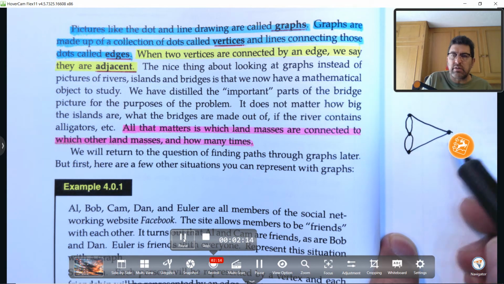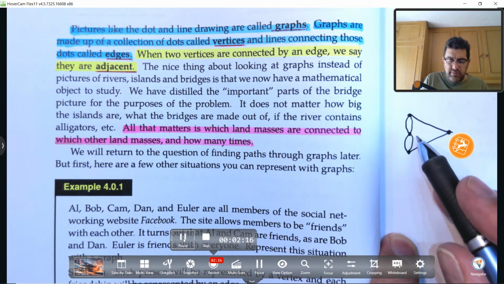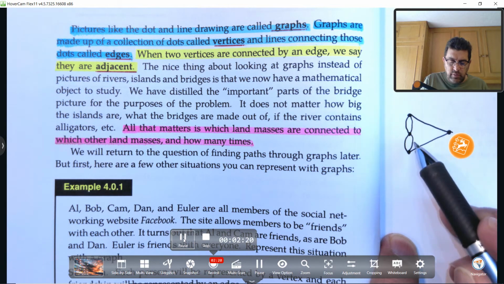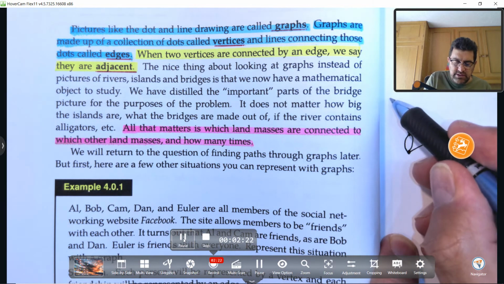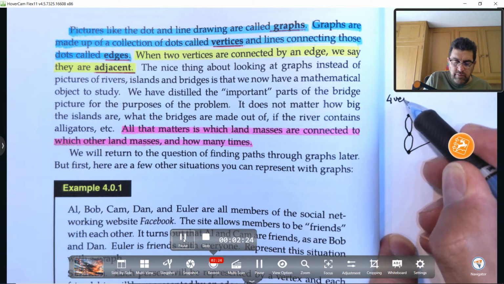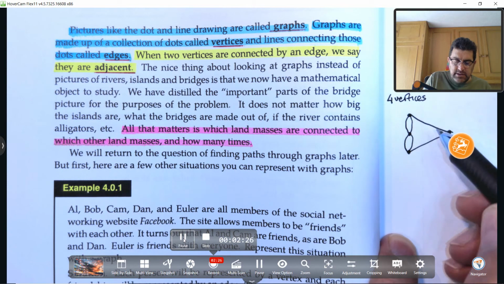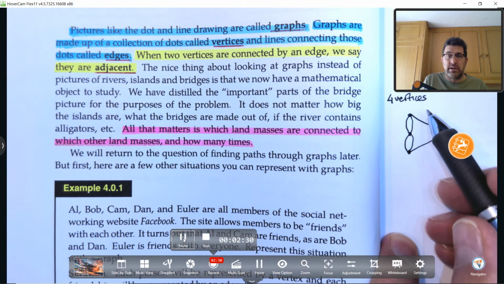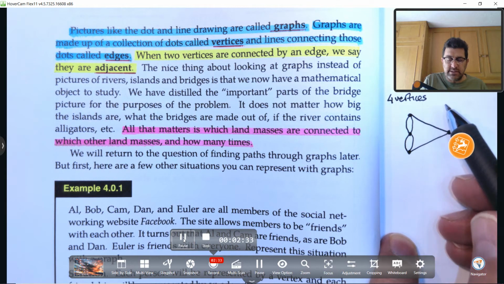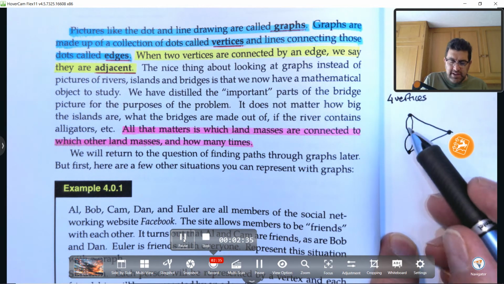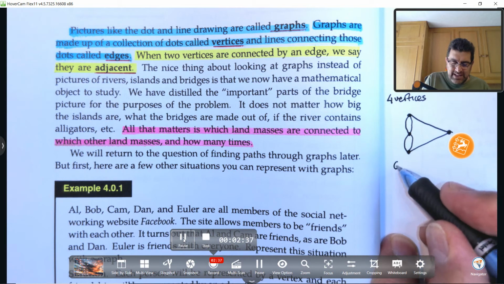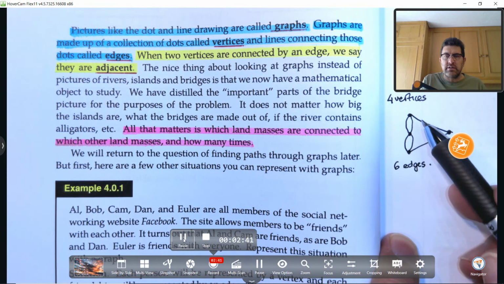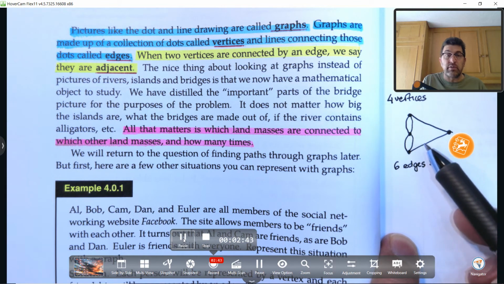This particular graph over here has 4 vertices, and it has 1, 2, 3, 4, 5, 6 edges. So these are called 4 vertices. Vertex is the singular for vertices, and vertices obviously is the plural. So there are then 6 edges that connect all those vertices on the graph.